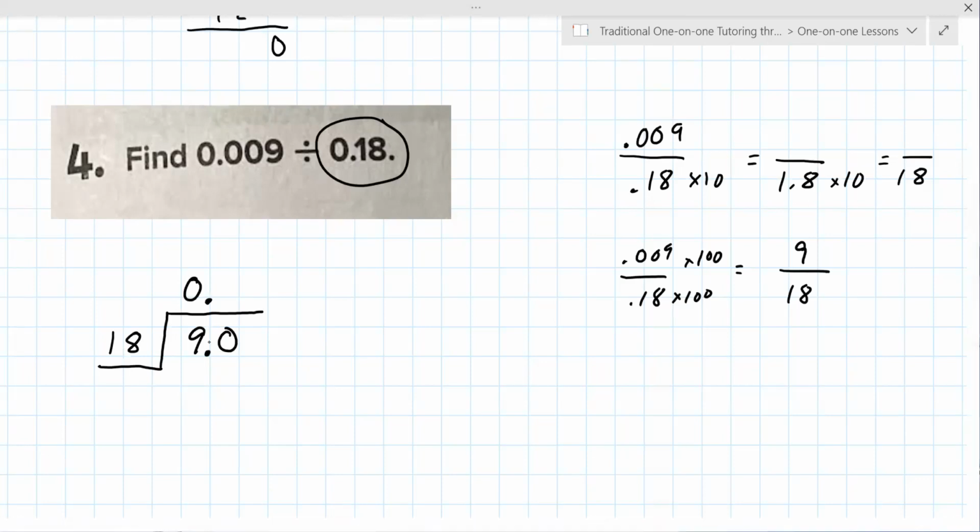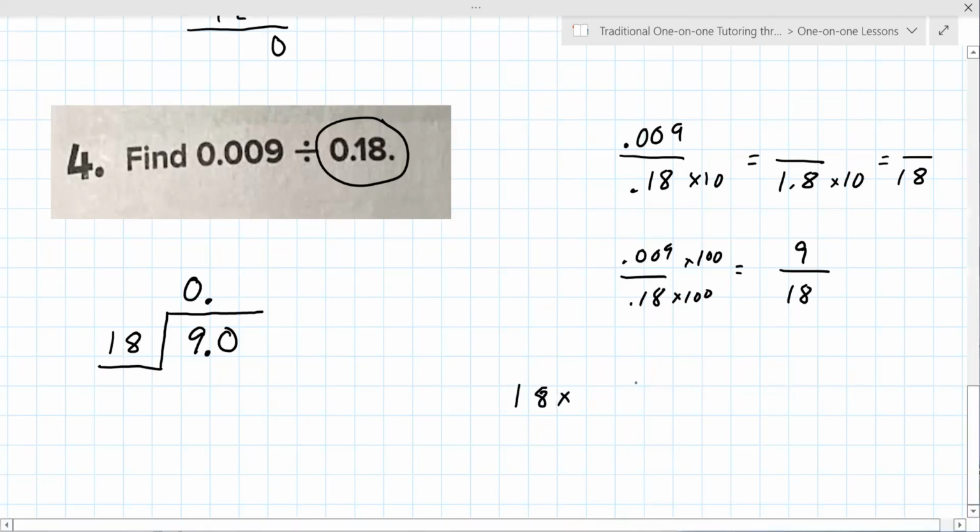And that's where you might need a calculator. You said you aren't allowed to use one. So you make a guess, like 18 times. What do you think is a reasonable guess here? You could do 4. No, 5. Okay, 5. You probably already said four won't work, but 4 ends up being 72 and 5 ends up being 90. So the answer is 0.5.